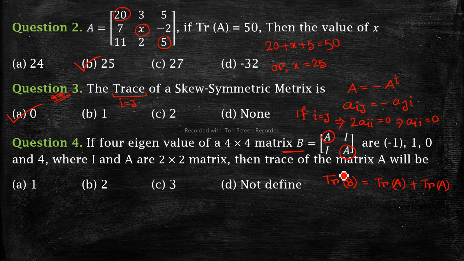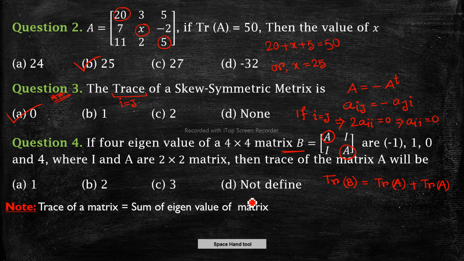So here eigenvalue is given. We have to note one important point, that is trace of a matrix is equal to sum of the eigenvalues. Very important rule in matrix. So we can write trace of B is equal to -1 plus 1 plus 0 plus 4, because eigenvalues are -1, 1, 0 and one more, it is given 4.